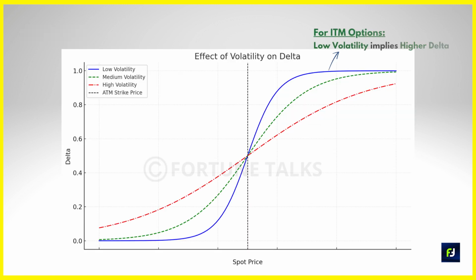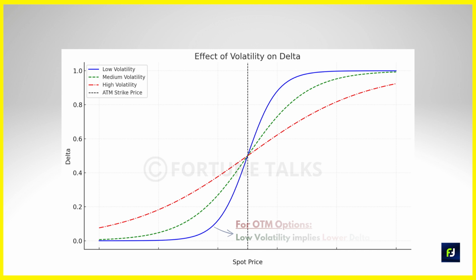Now, for ITM options, the delta will be higher if the underlying has a low volatility, and the delta will be lower if the underlying has a high volatility. This is because the probability of an ITM option expiring in the money is higher when the volatility is low, as low volatility means less likelihood of a big move in the price of the underlying. However, when the volatility is high, the probability that an ITM option would expire in the money reduces, as a high volatility could increase the likelihood of a big price move in the underlying, causing the delta to reduce.